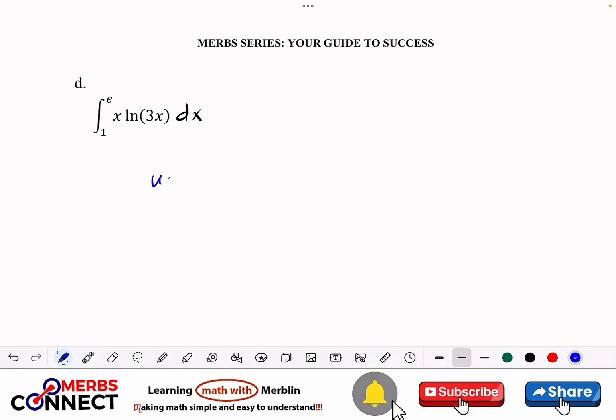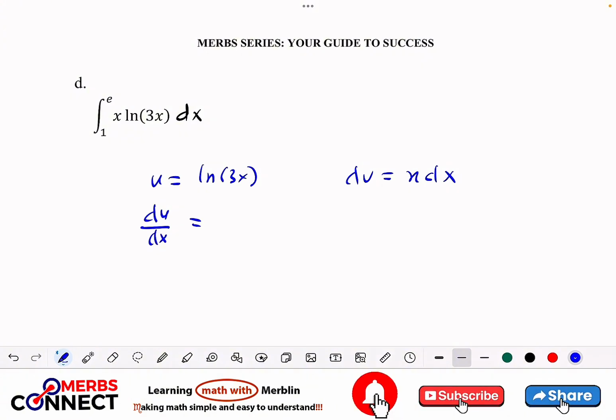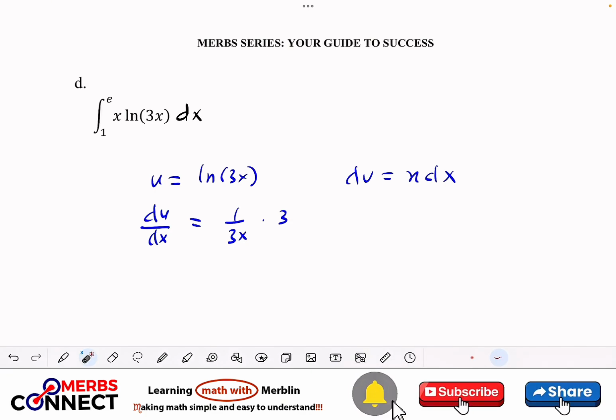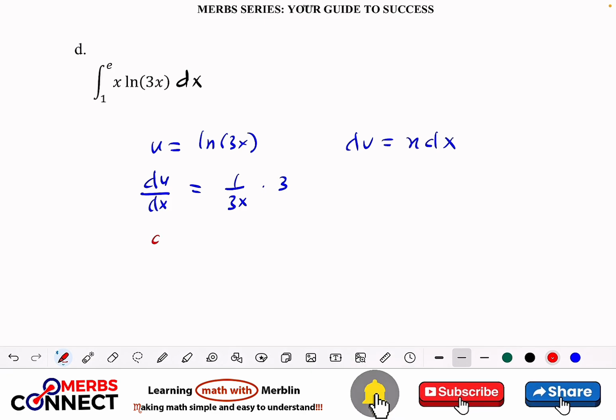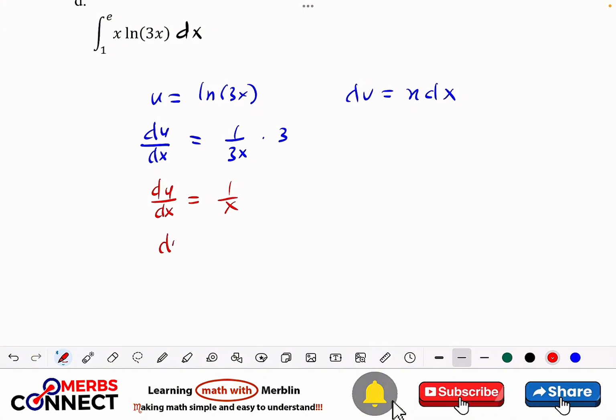So here my u first should be equal to the log function, and my v will be equal to everything left, which is x dx. So let's find du over dx. This is going to give us 1 divided by 3x times 3. So we know how to differentiate the log function: 1 divided by what is inside the parentheses times the derivative of what is inside the parentheses. So simplify this, and we are going to have du over dx to be equal to 1 over x, and du will be equal to 1 over x dx.